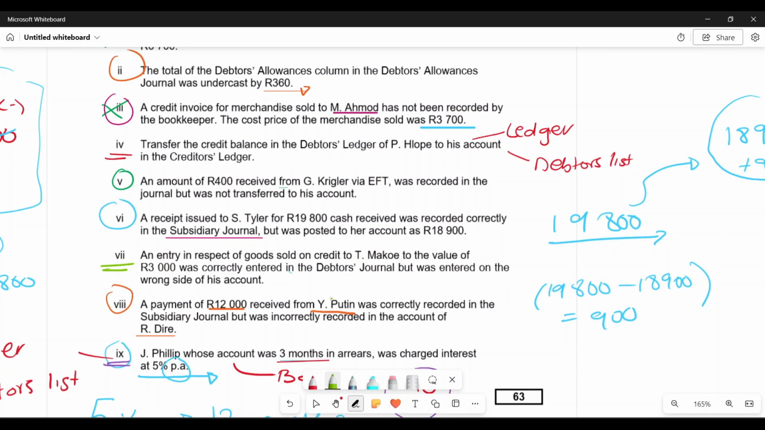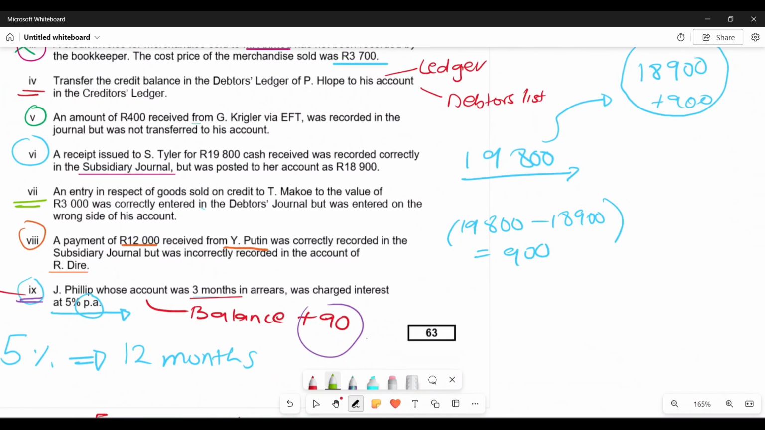Now, every time something is entered on the wrong side of a person's account, in order to rectify this mistake, we would need to double that amount on the correct side. So basically here, when we sold something on credit, normally we would classify that on our debtors control account or debtors list in the debit side, right? But here in this instance, this was mistakenly recorded in the credit side as 30,000. Now, to rectify this mistake, we would need to cancel out this 30,000 on the debit side. As a result, these two would be cancelled out, right? And now we would need to do the right thing after we have rectified the mistake.